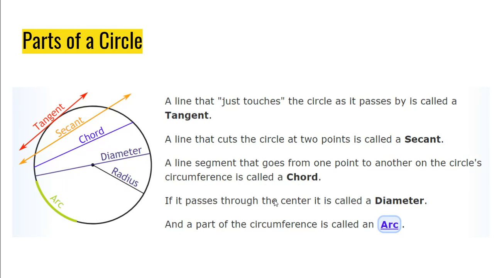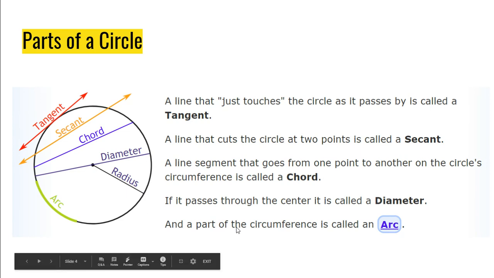If it passes through the center, it is called a diameter. So when a chord passes through the center, it's a diameter of our circle. All right, so it goes across through the center and hits the sides. Half of our diameter is called the radius. So a radius starts at the center and then goes to a point on the outside of the circle. And a part of the circumference is called an arc. So you can see right here, part of the circumference is called an arc of the circle.